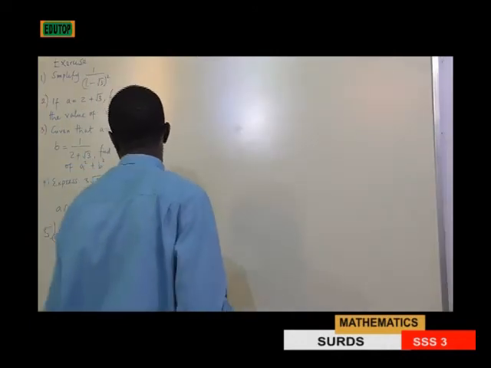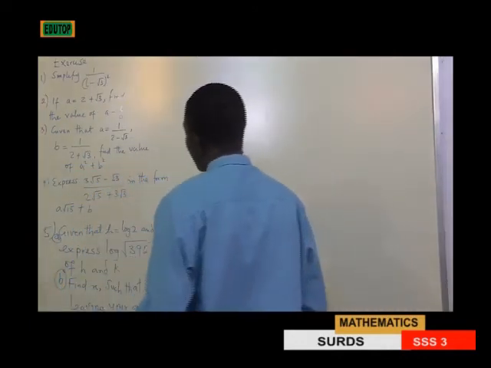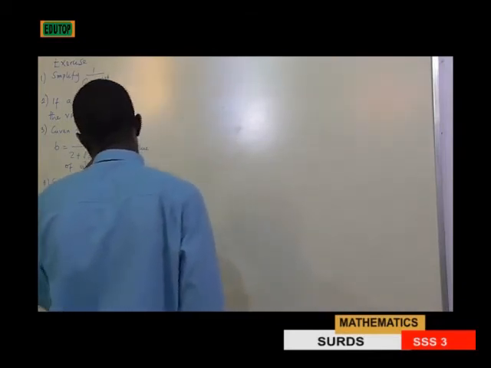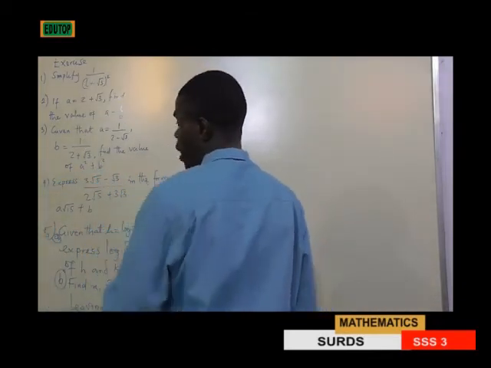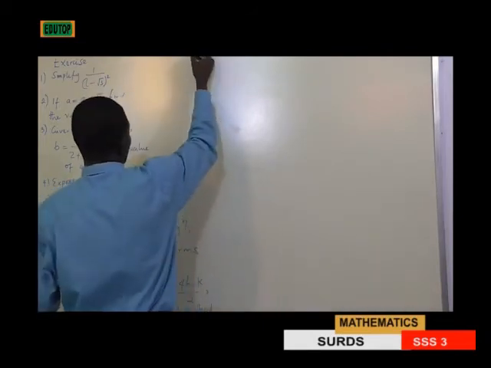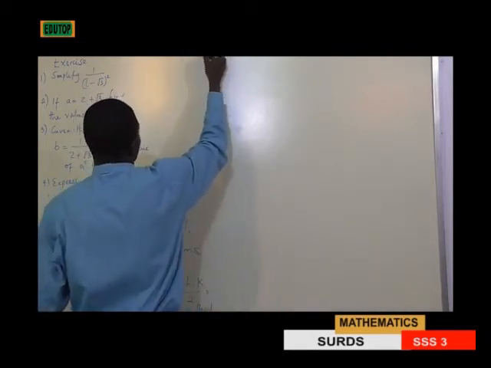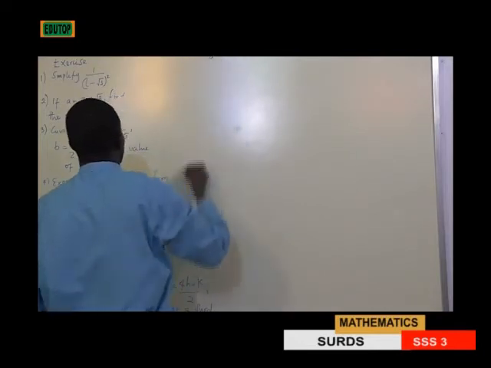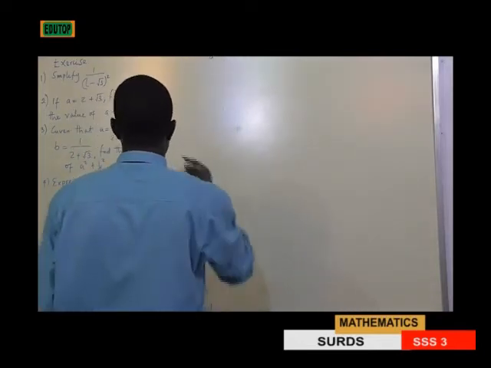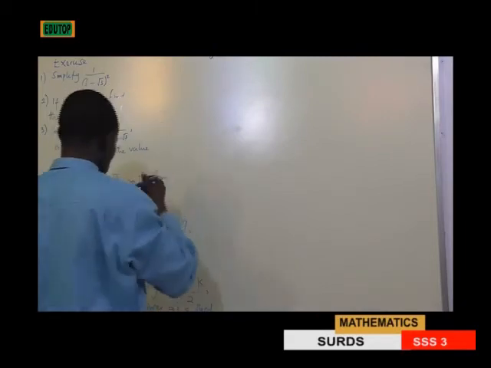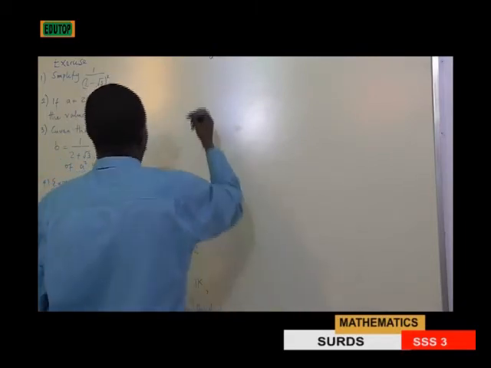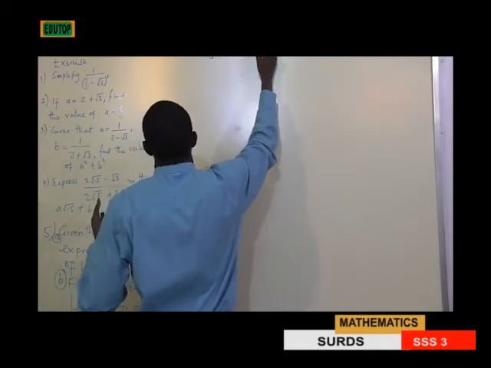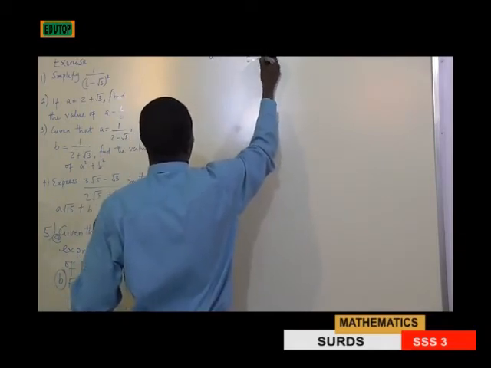Now to question number 2. If A equals 2 plus root 3, find the value of A minus 1 over A. So the value of A has been given to us in the question, and we are to evaluate A minus 1 over A. So we substitute the value of A into the expression. And by so doing, we have 1 over 2 minus root 3.